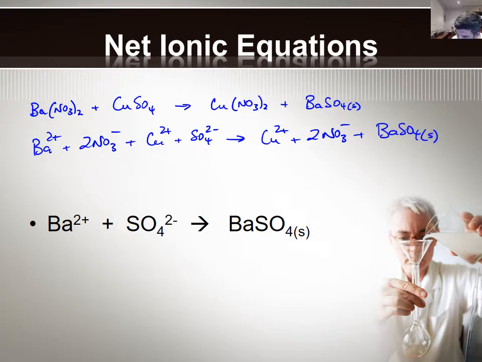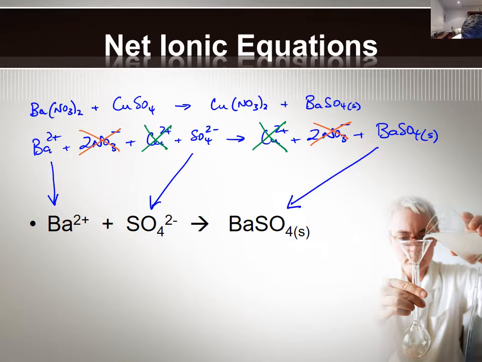Now, what we need to do is we need to identify that the nitrates are common ions. They're spectator ions. 2 on each side means we can cancel them out. The copper is also a common ion, so I can cancel it out as well. So when I cancel each of these out, I get left with the barium, the sulfate, and the precipitate barium sulfate.